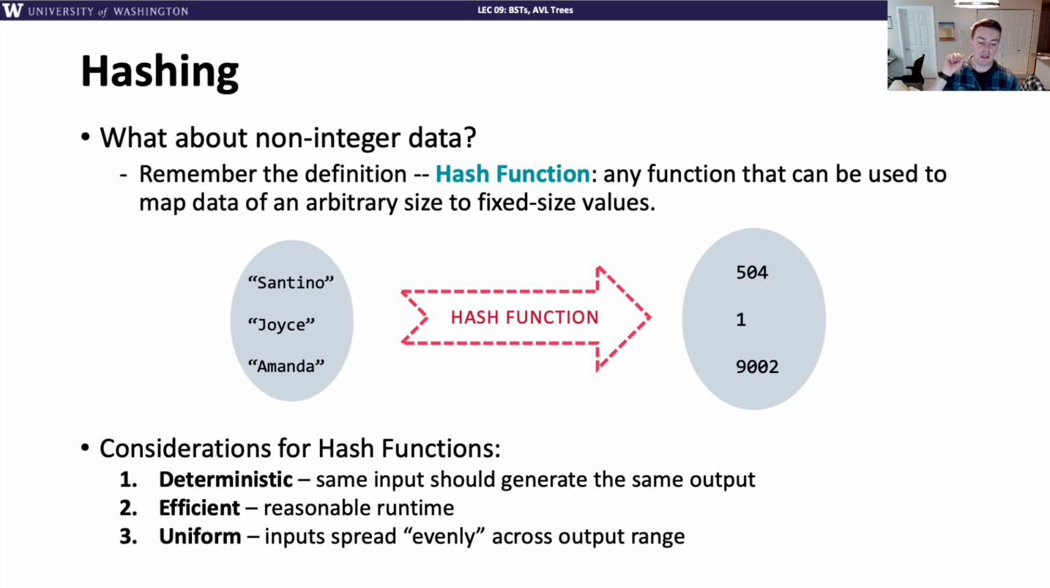So in general, our definition of hash function is going to be more generic. It's going to be a function that can use any type of data as the input and map it to integer values that are going to be generally more constrained and easier to work with.